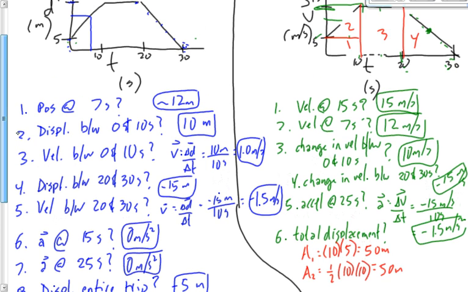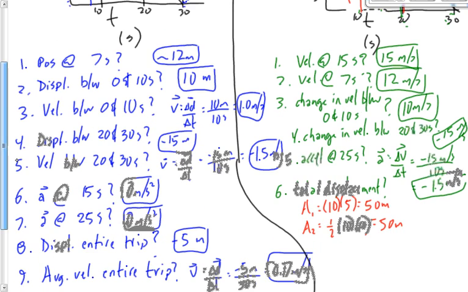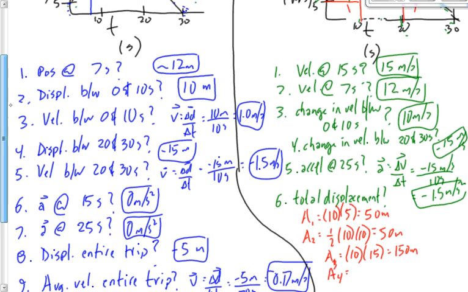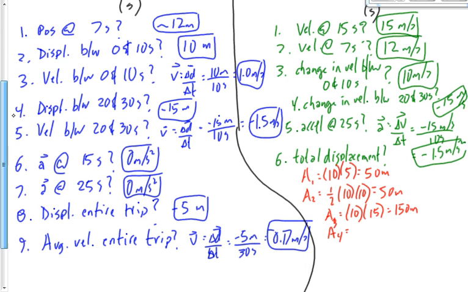The third section here, it's a rectangle, so it's base times height. The base is 10, the height is 15. So it's going to be base times height, 10 times 15 is 150 meters. And then finally, the final area is a triangle again, 1/2 base times height. The base is 10, the height is 15. So it's 1/2 of 10 times 15, which gives me 75 meters. Now, we want to find the total displacement, add them up. 50 plus 50 plus 150 plus 75 gives me 325, I think it is, isn't it?